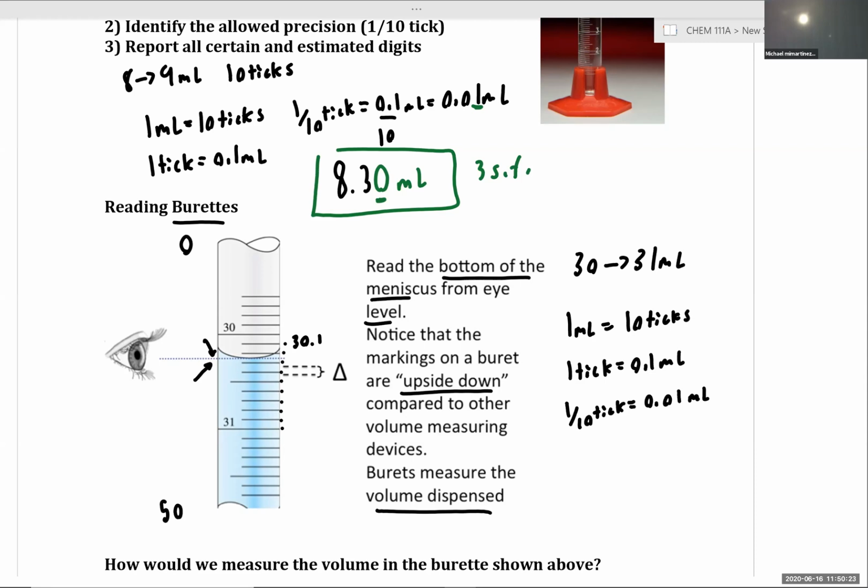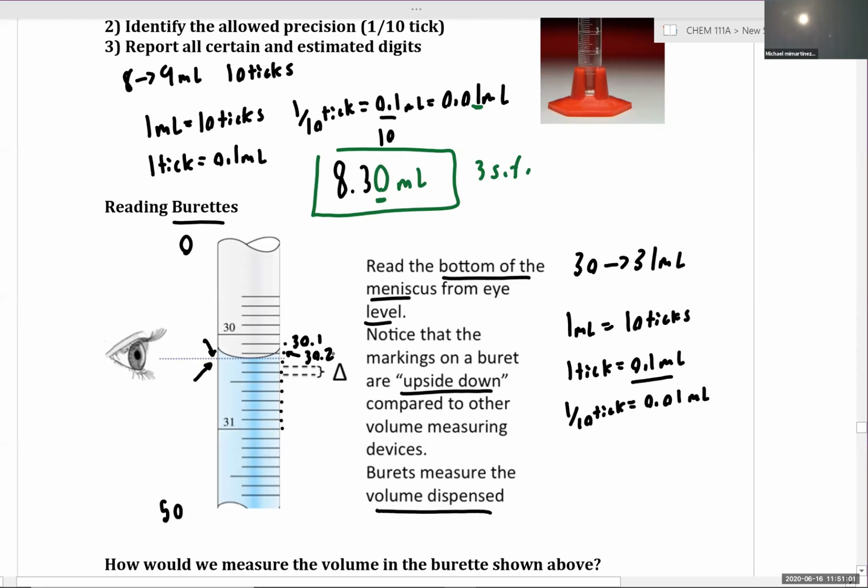We definitely know it's greater than 30 mils. But what's our other certain digit? Is it 30.1? Is it 30.8? Note that each tick mark is 0.1 mils, but you're on the right track. Would you like to provide a revised response? Yep, there we go. So it's somewhere around 30.2. So this second mark right here represents 30.2.